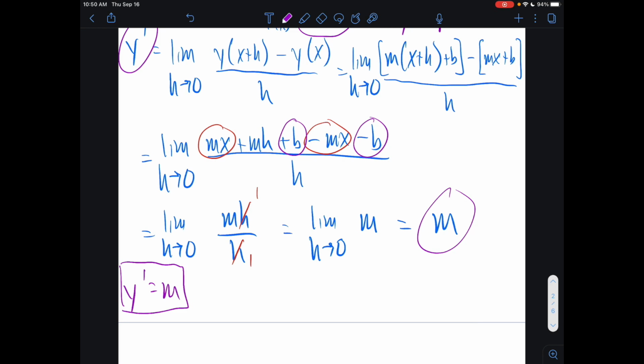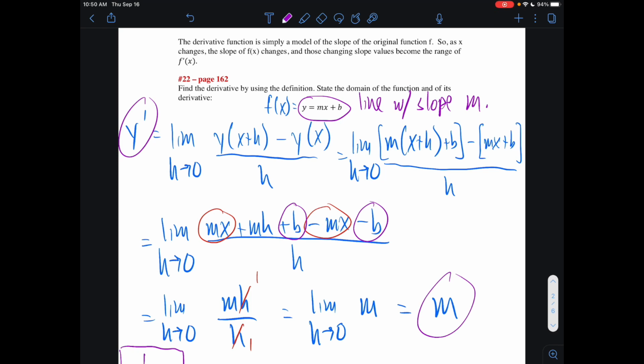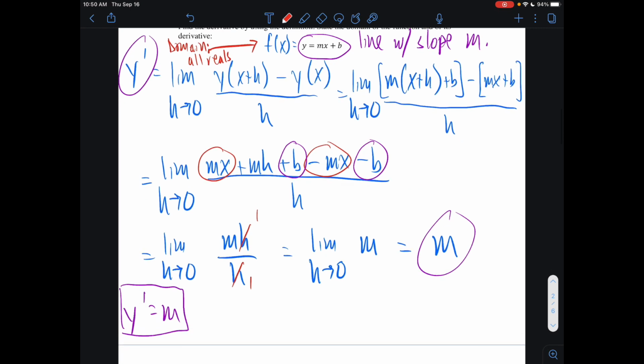So then as far as the domain, the function y equals mx plus b is a linear function, which means it's a polynomial. Its domain is all real numbers, negative infinity to infinity. And the derivative is also a line. It's a horizontal line, and its domain is also all real numbers. That's something that we'll keep in mind, just how the domain of the function relates to the domain of the derivative.